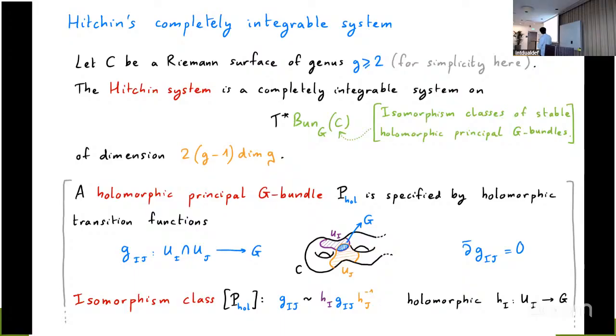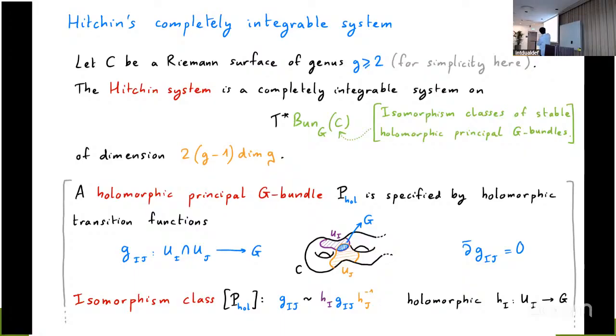So the Hitchin phase space is the cotangent bundle of the space of isomorphism classes of stable holomorphic principal bundles. I'll spend a bit of time explaining what those words mean. One thing to say is that stable is a very technical condition. I don't want to enter into it in this talk. You can ask me questions about it later. But it's a condition that will be useful at some point. I'll explain where it comes in.